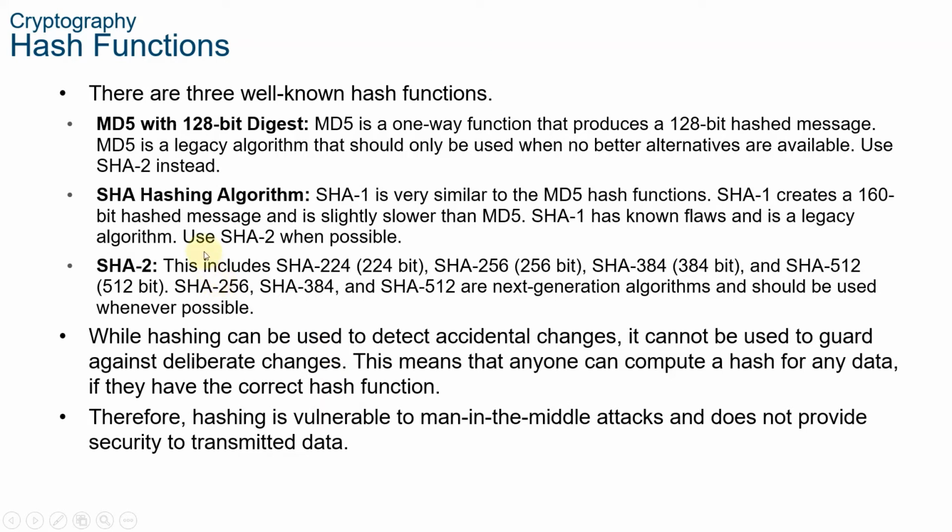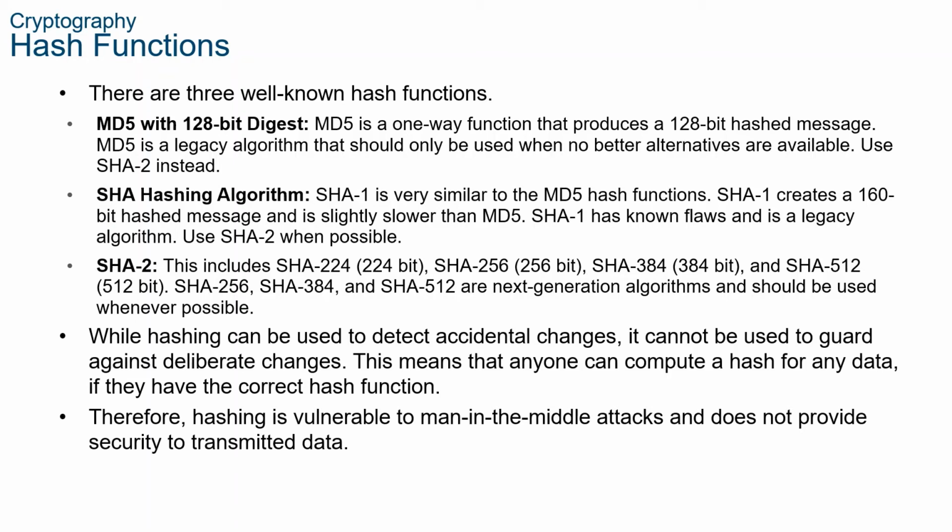Okay, so a hash function. There are three well-known hash functions. You've got the MD5 with 128-bit digest, the SHA hashing algorithm, and the SHA-2. Now, the MD5 with 128-bit digest is a one-way function that produces a 128-bit hash message. MD5 is a legacy algorithm that should only be used when no better alternatives are available. So use SHA-2 instead.